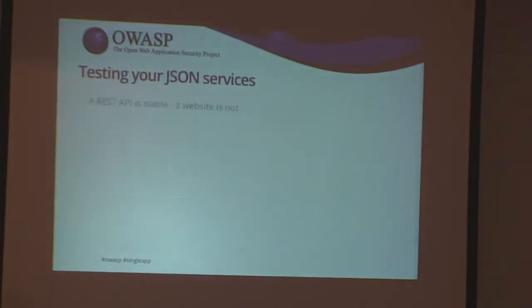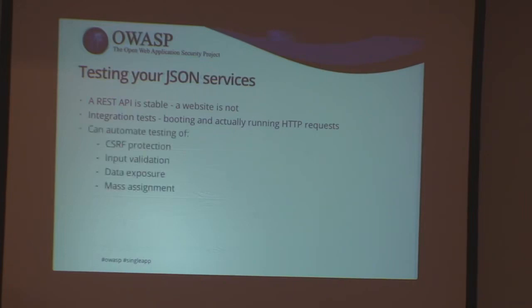And the interesting bit is that we can test our JSON interfaces. The JSON interfaces are supposed to be stable. If you're a developer and you've written web tests, you know that that's a big problem, because the website is changing all the time, the tests break, and you're really not getting all that much good out of it. But if you're testing a JSON API, it's supposed to be quite stable. So it's easy to test. And you can write real tests that are booting up an HTTP server and actually running these requests. So you can test CSRF protection, input validation, data exposure, mass assignment, etc. You can test all of these things and make sure that you don't reintroduce problems later.